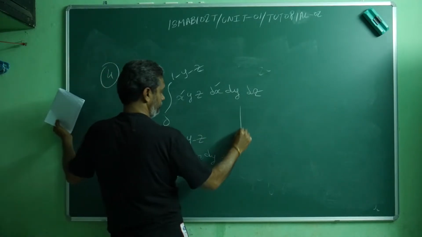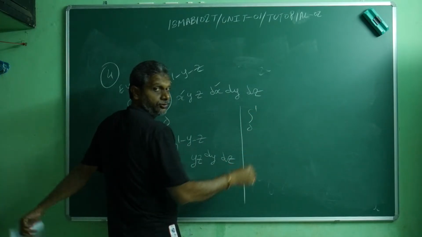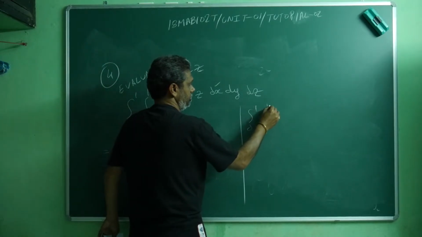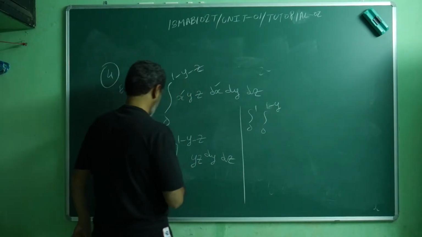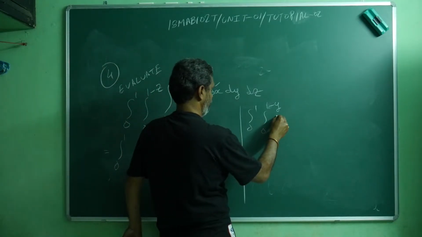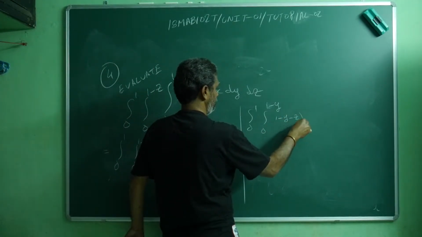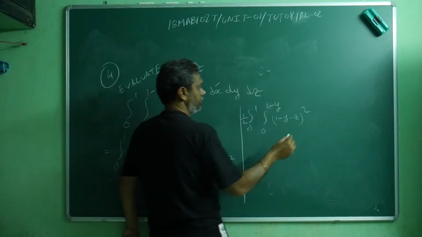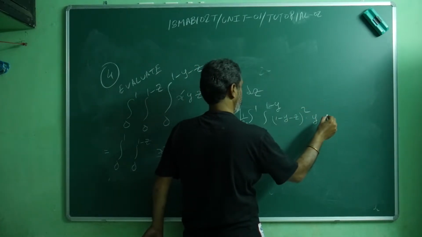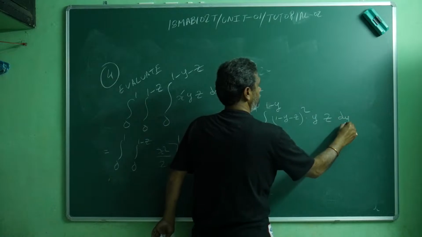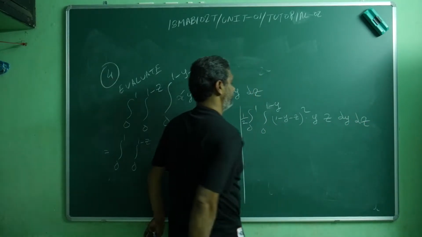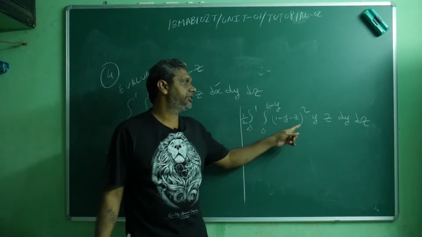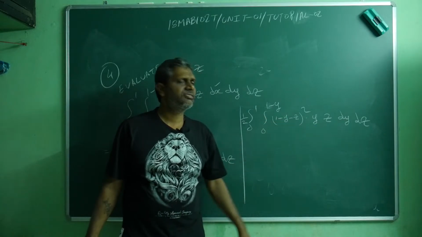Now apply the limits. If you apply the limits, what you will get? 0 to 1, 0 to 1 minus z. Upper limit if you apply, what you will get? 1 minus y minus z whole square by 2. This by 2 I am taking outside. Then y z dy dz. Now only the problem will start. This is already 3 terms, a minus b minus whole square, expand, multiplying with y, somewhat of a headache.